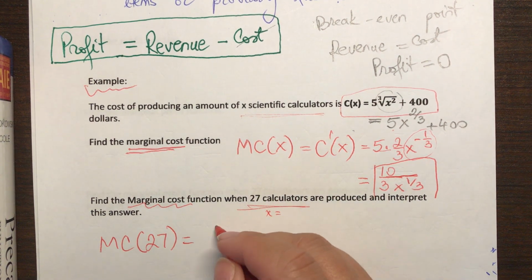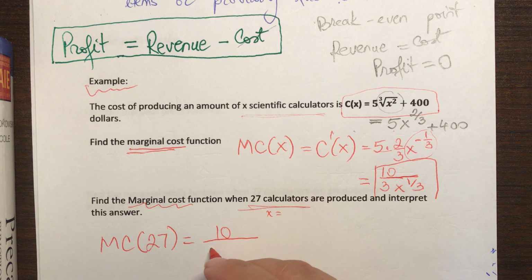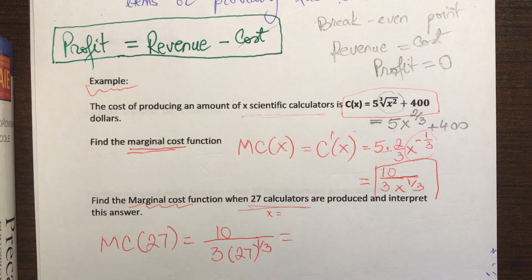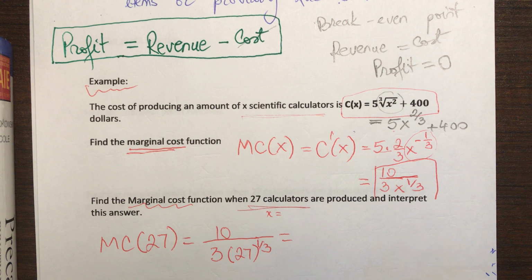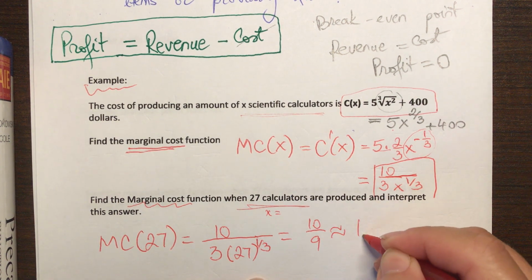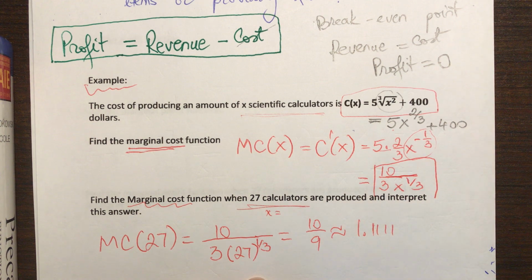Okay, so it's going to be 10 over 3 times 27 to the 1/3. So 27 to the 1/3, by the way, the cube root of 27 is 3. 3 times 3 is 9. So that's about 1.11111. Now, that's fine.